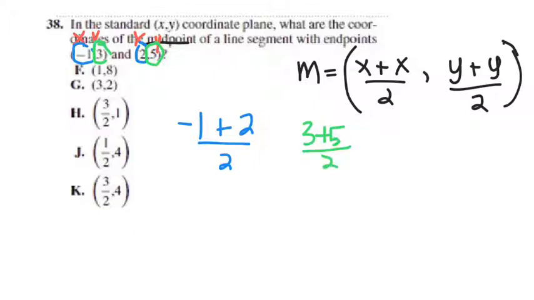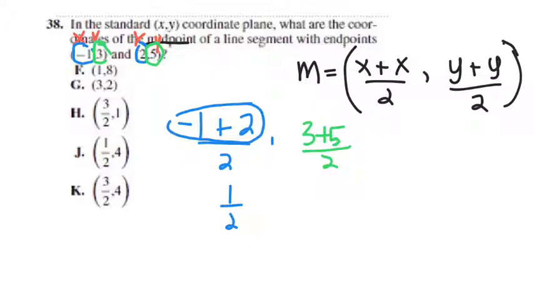divided by 2. Okay, and then just PEMDAS each separately, and you'll get an answer for x and an answer for y, and that'll be your new coordinate for the midpoint. So PEMDAS, we will PEMDAS the top first. -1 plus 2 is 1. 1 divided by 2 is a half, or 0.5. So just from that, you know the answer is J.